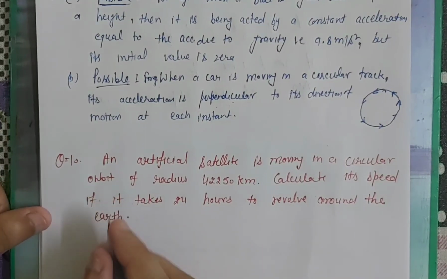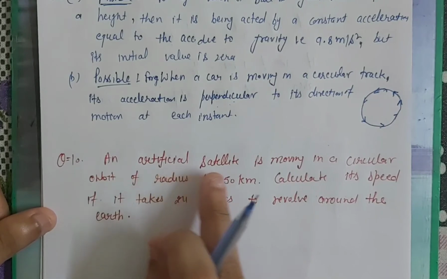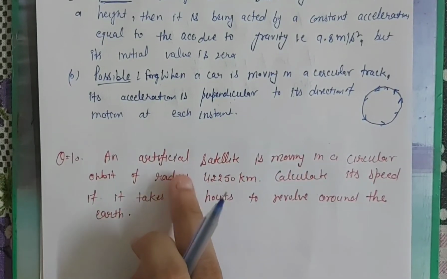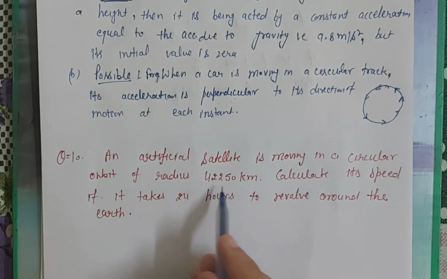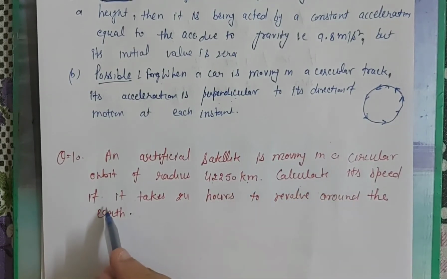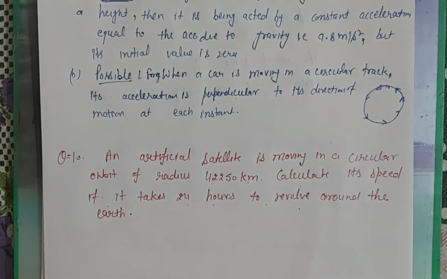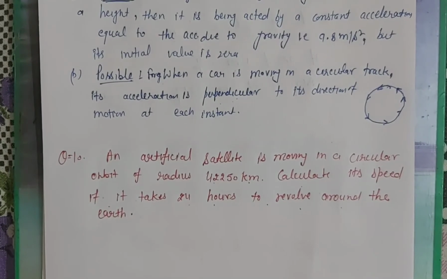So next is question number 10. What is question number 10? An artificial satellite is moving in a circular orbit of radius 42250 km. Calculate its speed if it takes 24 hours to revolve around the earth. So how much time does it take? It takes 24 hours. So what is given? As we know, the circumference of the circle.